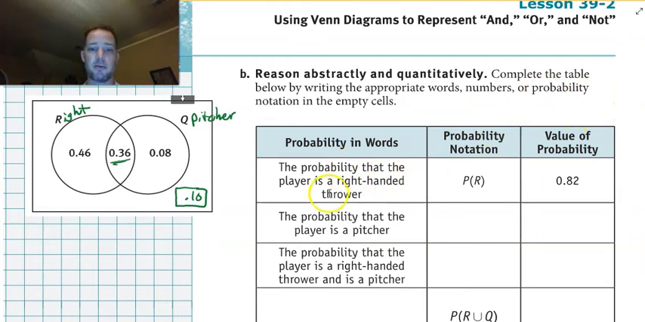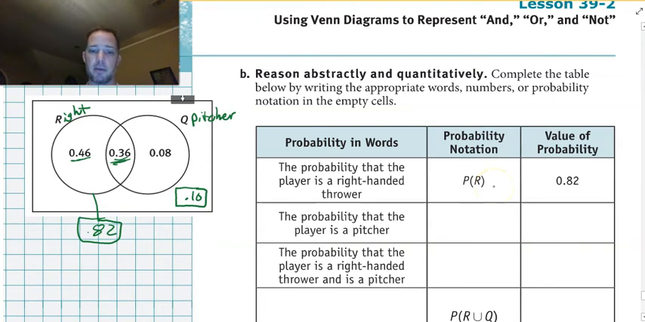So we can see the probability that a player is a right-handed thrower, probability of R, the total probability we get from these two things right here. They added those up together, and you get 0.82, and that one's already filled in for us, and they have the notation there as well.